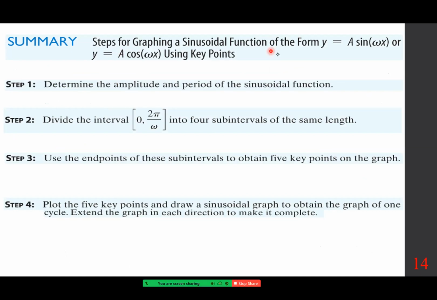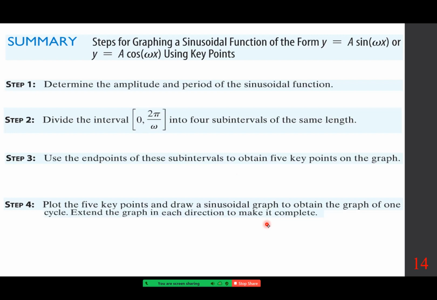Steps for graphing sinusoidal functions. If it's in this form, using key points, determine the amplitude and period. Divide the period into 4 subintervals. Remember, the period is normally 2 pi, in this case 2 pi over omega. Use the endpoints of the subintervals to obtain 5 key points on the graph. Plot the 5 key points and draw a sinusoidal graph to obtain the graph of one cycle. Extend the graph in each direction to make it complete.